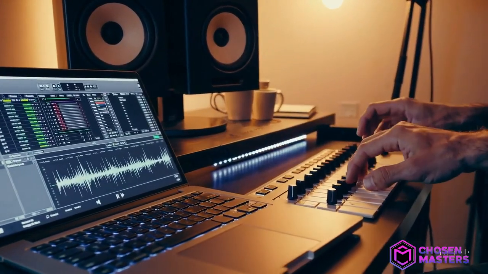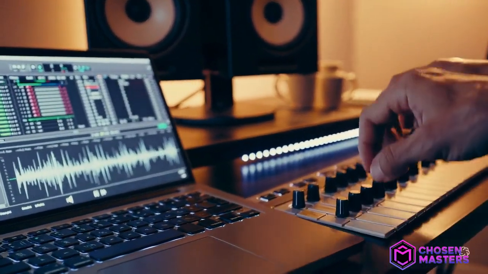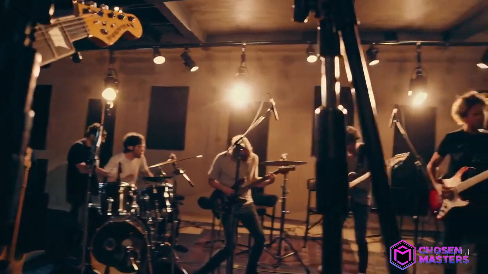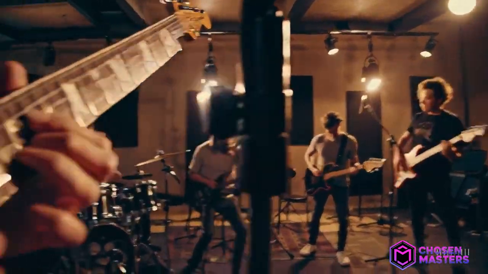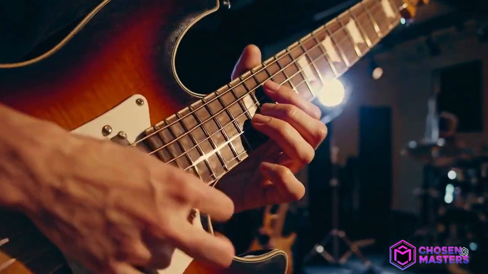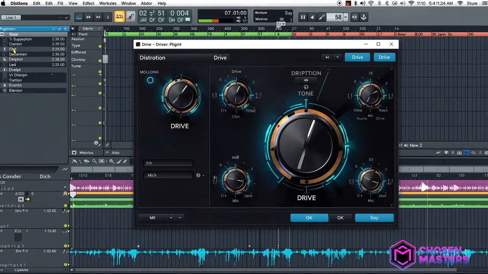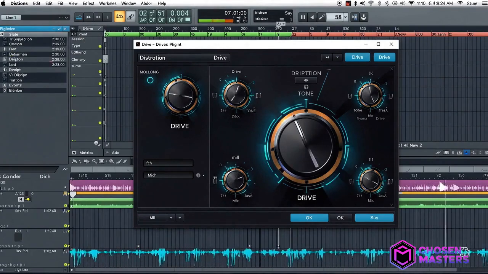Tune your ears, adjust those knobs, and unlock the musical magic that's waiting to be discovered. Keep creating, keep experimenting, and always let your sound lead the way.